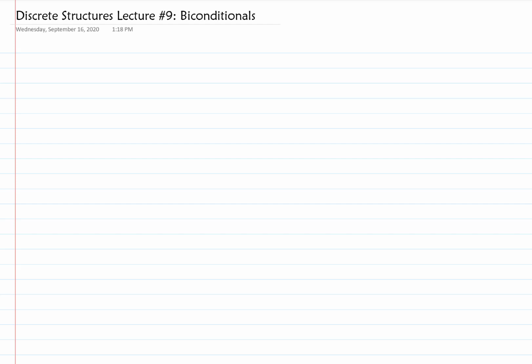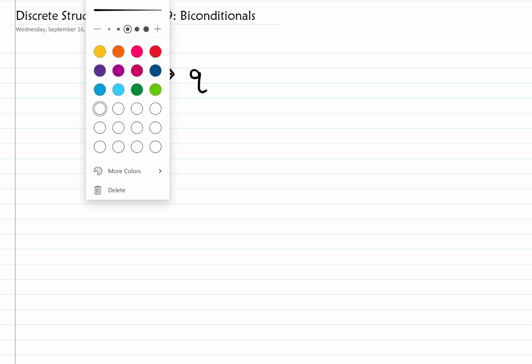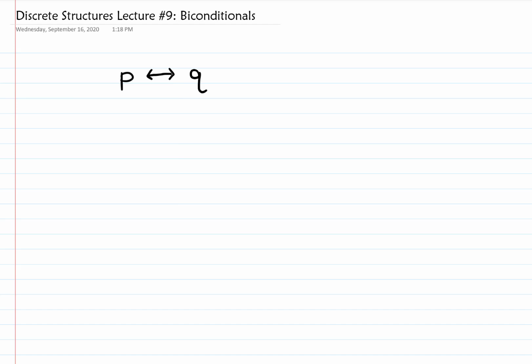Okay, today we're going to cover biconditional statements. Let me start by writing it in symbols, and then I'll show you how it works. We have P, a double-headed arrow, Q. Now let me show you everything there is to know about that.